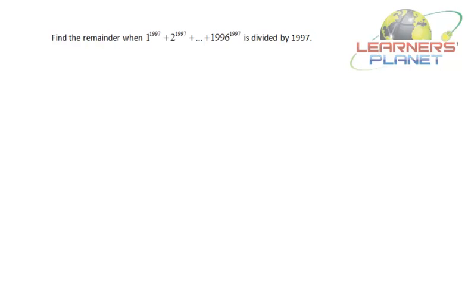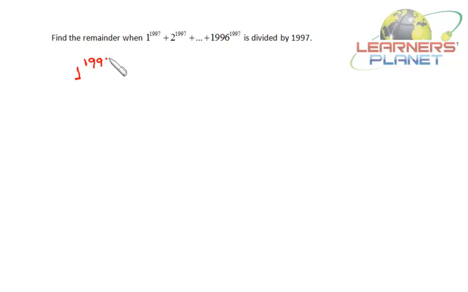Now let's see the next problem. Find the remainder when 1 raised to 1997 plus 2 raised to 1997, and the series going up to 1996 raised to 1997, is divided by 1997. We have to find out the remainder. So let's begin. Don't worry by looking at the length of the problem. Say, 1 raised to 1997.